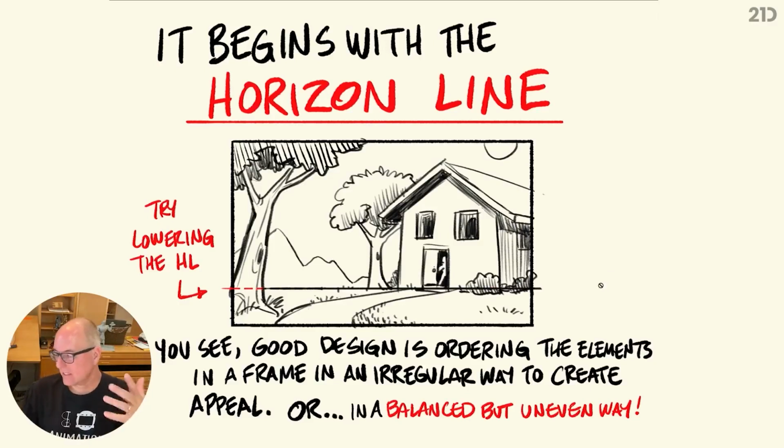So in good design, it's about ordering your elements in a frame in an irregular way. You want things to be off balance. You don't want things to be so static and boring and cut in half and all that kind of stuff. So really you're trying to be balanced, but in an uneven way. Let's put it that way, okay?